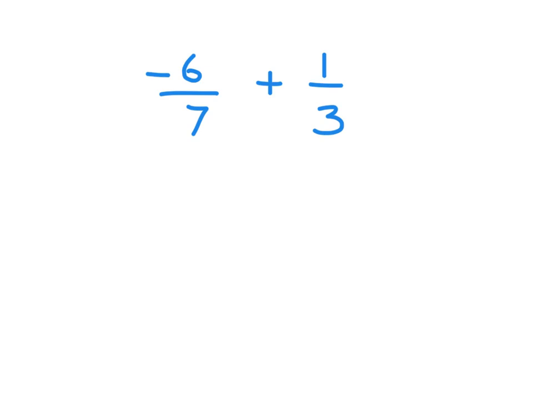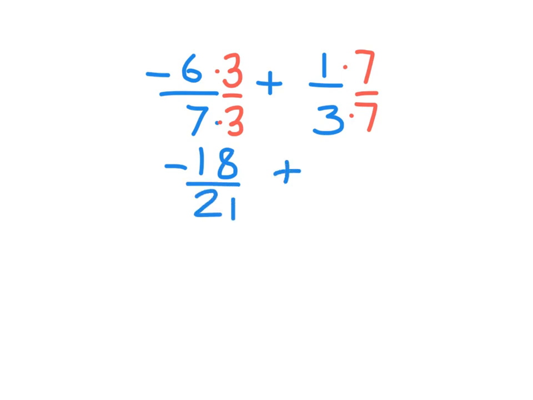Here's our next example. This time our common denominator will be 21, so I'll multiply the first fraction by 3 and by 3, the second by 7 and by 7. The equivalent fractions will be negative 18 over 21 and 7 over 21. Leave that denominator alone. Now let's add the numerators.